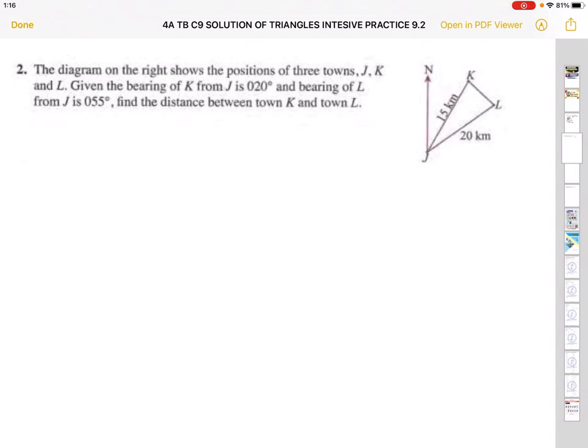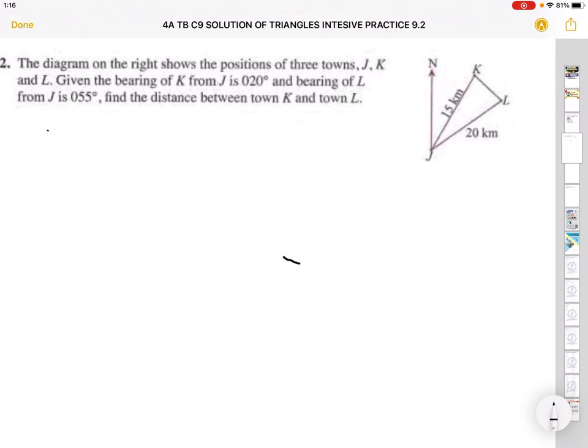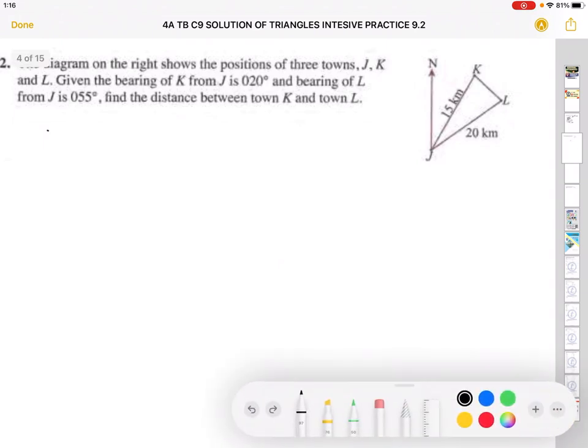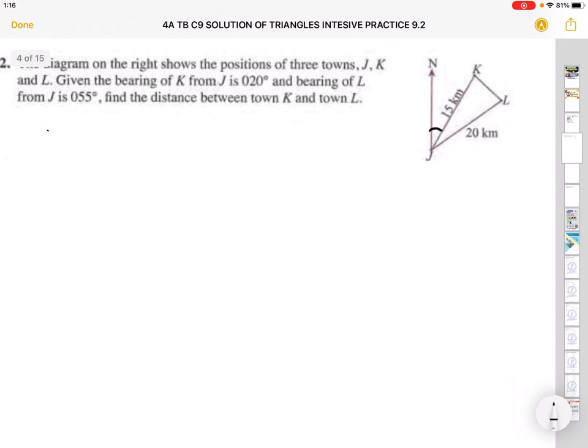Now we know that bearing is measured, number one, from north. So when they say bearing of K from J, K from J is this angle here, north to J to K, and this angle is now 20, right? For bearing, if the number is less than 100, normally we put a 0 in front. But of course, for angle, we don't put a 0, we just write 20 degrees. And the bearing of L from J is 55. So this angle over here is 55.